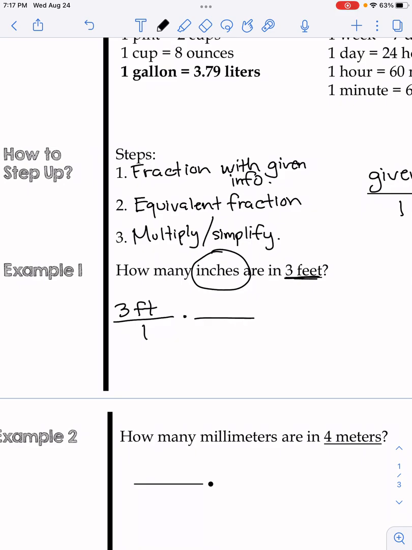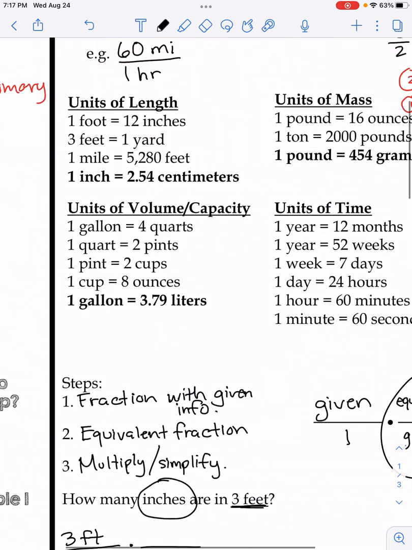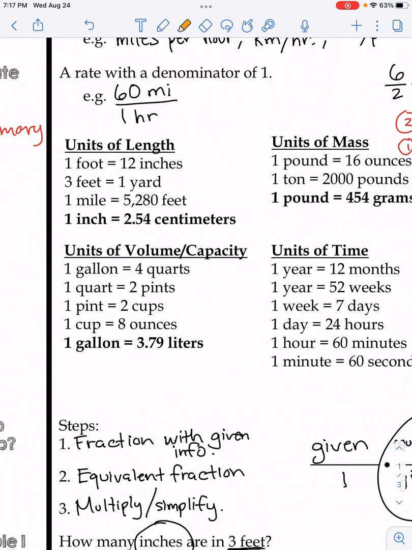Okay. Nothing's happened yet. We did step 1. Now we're going to set up this fraction with what it's equal to. Is there a conversion from feet to inches? If we look at the information we do have some information. We have feet to inches here, or specifically 1 foot to 3 inches.